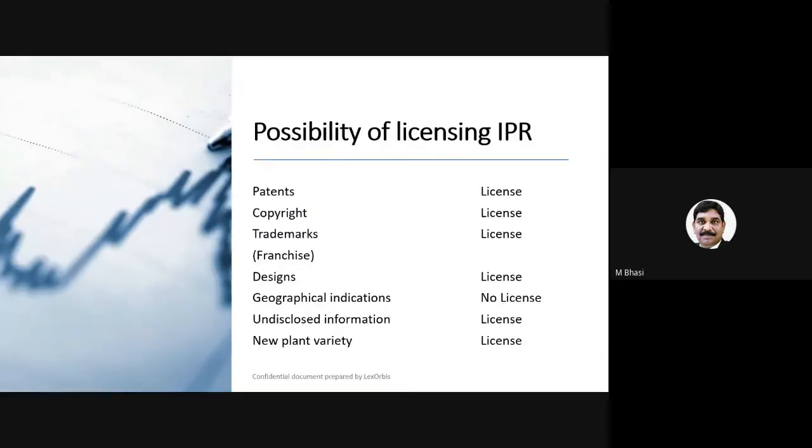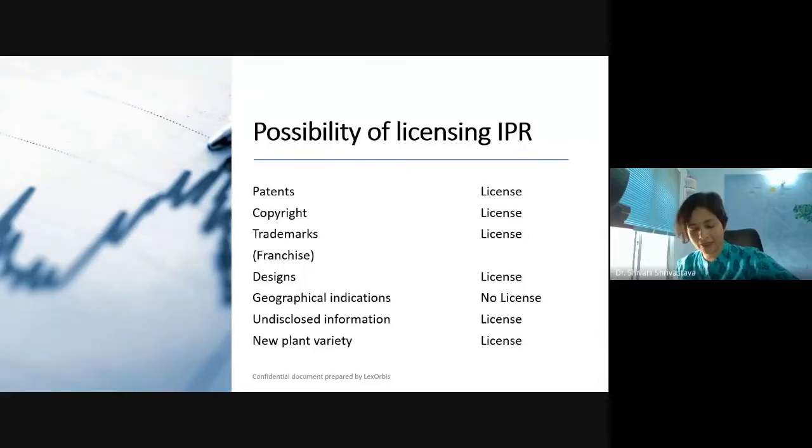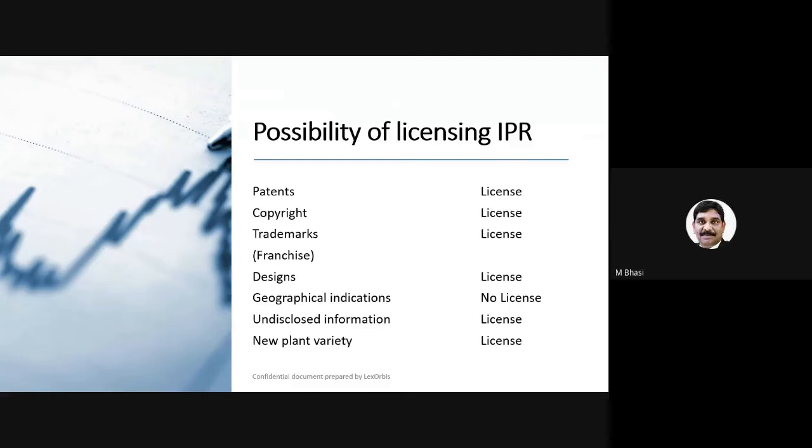There was a question whether a trade secret can, at a later stage, be made into a patent.